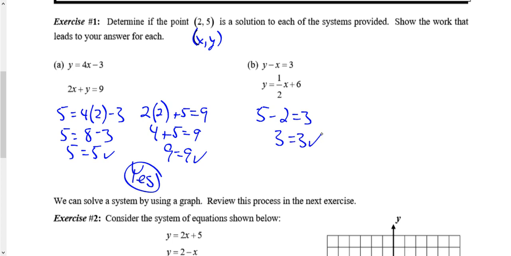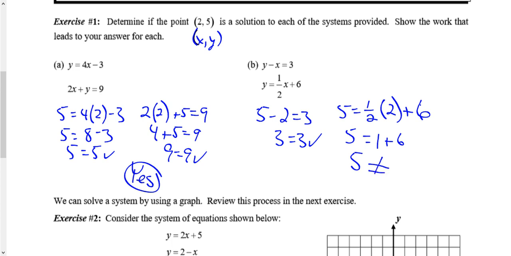So we'd have 5 equals 1/2 of 2 plus 6. What's half of 2? 1, right? 5 equals 7, does it? No. So it's not a solution to that system. Okay? When I do this, you copy it down, right? So that's what you have for reference.